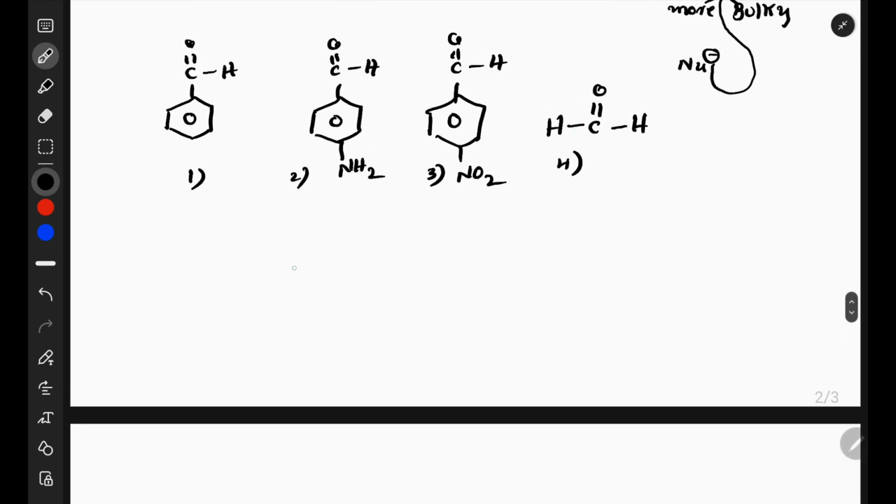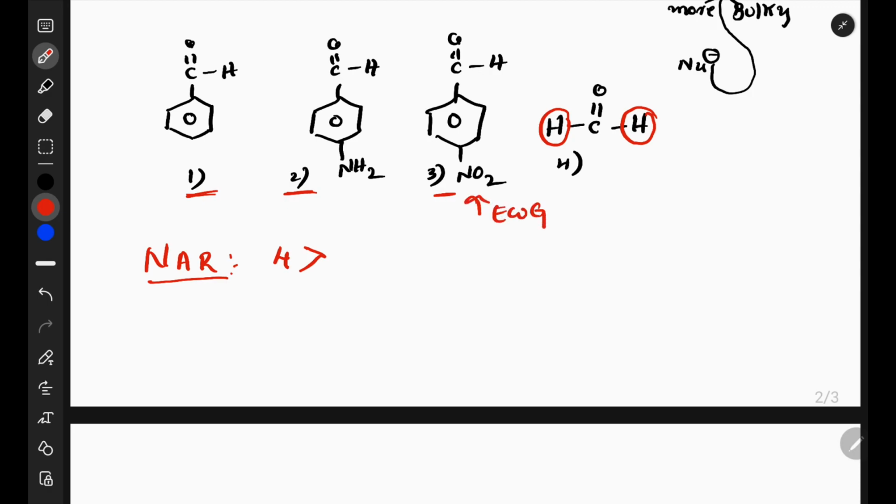We know that formaldehyde is the most reactive in nature. Why is formaldehyde the most reactive in nucleophilic addition reactions? I already mentioned that these hydrogen atoms are very small in size. Next, in benzaldehyde, these 1, 2, 3 are all benzaldehydes. In that, the electron withdrawing group containing benzaldehyde is the more reactive. That's why it is the third one. And NH2 is the electron releasing group. That's why the second one comes as the least one.